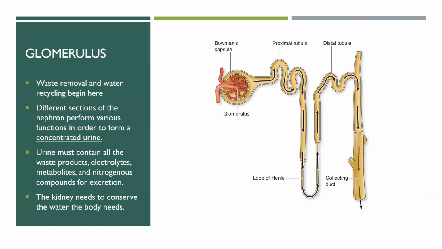The glomerulus: waste removal and water recycling begins here. In Bowman's capsule, you have this thing called a glomerulus. It's these convoluted, twisted little tubes where we take out what we want. Different sections of the nephron perform various functions in order to form a concentrated urine. Urine must contain all waste products, electrolytes, metabolites, and nitrogenous compounds for excretion, and the kidneys need to conserve the water the body needs. In a normal process, that's what it does.